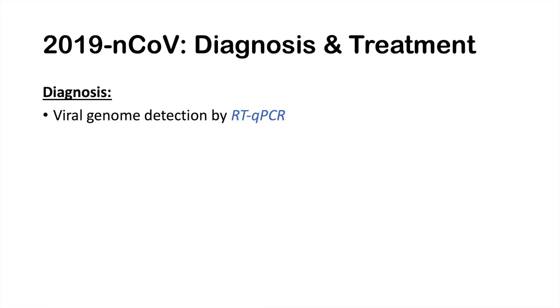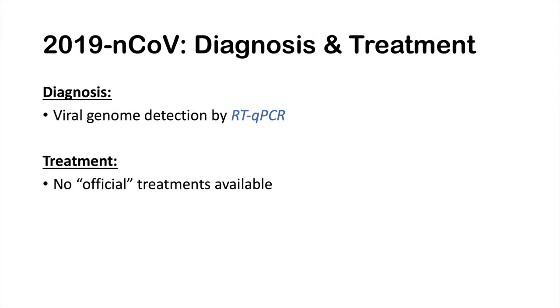So how do we make the diagnosis, and are there any possible treatments for this virus? The way we diagnose it is through detecting the viral genome by real-time qPCR. So this is the way we can detect the virus and make an affirmative diagnosis. Once we make the diagnosis, are there any ways we can treat it? Right now, there are no official treatments available. There has been nothing shown through evidence to say this is a treatment that we can use.